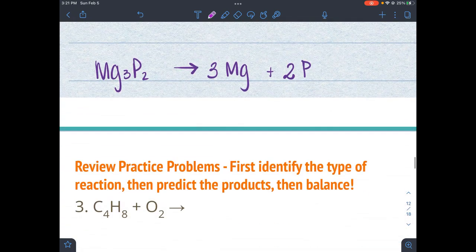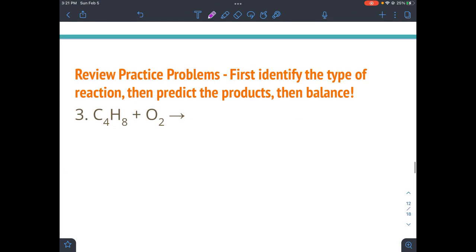All right, next up, I have C4H8 plus oxygen. This should look familiar as a very specific type of reaction called combustion. Combustion reactions always produce the same products, carbon dioxide and water.